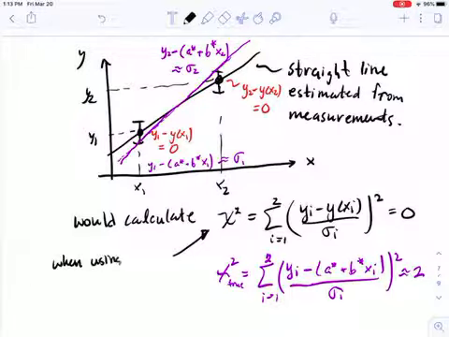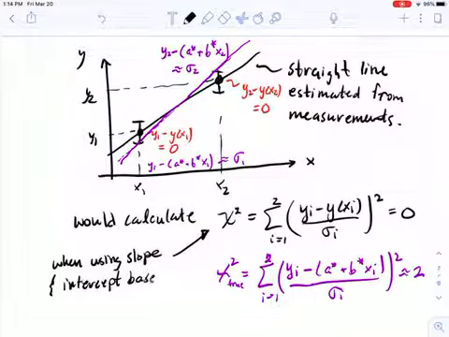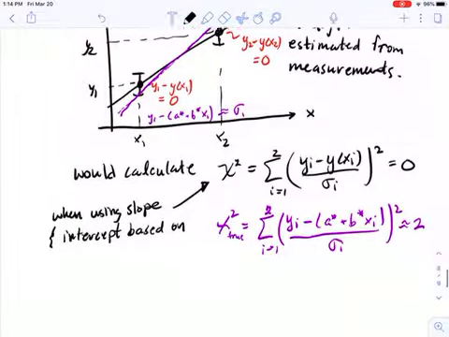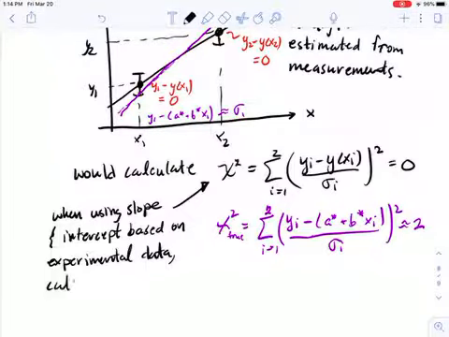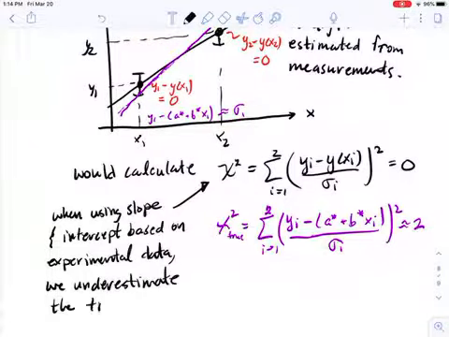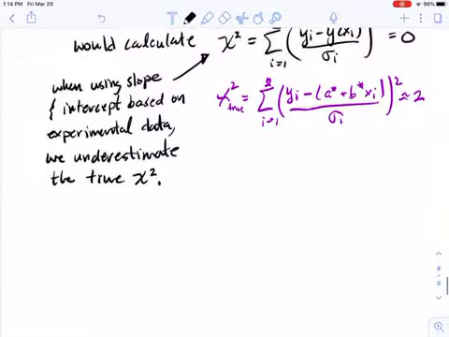When using slope and intercept based on the experimental data, we calculate, or we underestimate the true chi-squared, let's say it that way. We underestimate the true chi-squared.